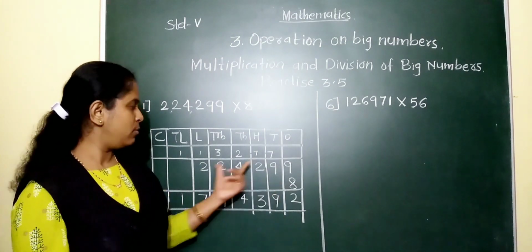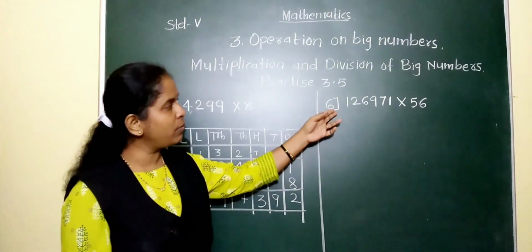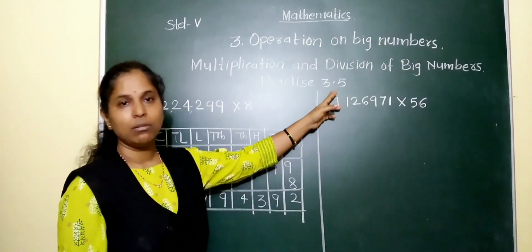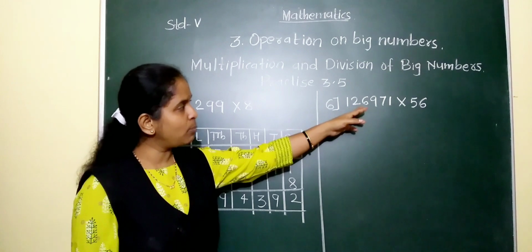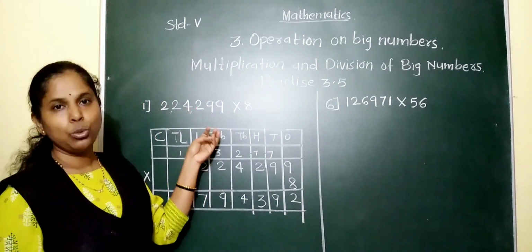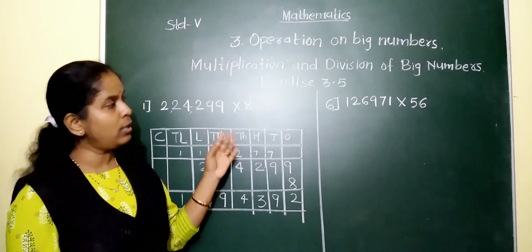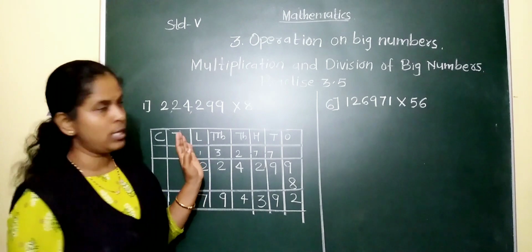Now here is one multiplication of a 6-digit number with a 1-digit number. In the 6th question, we will see multiplication of a 6-digit number with a 2-digit number. Other questions, number 2, 3, 4, 5, you will have to do yourself. Okay. Now I will show question number 6.